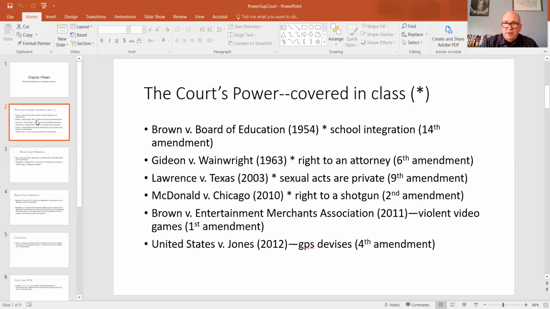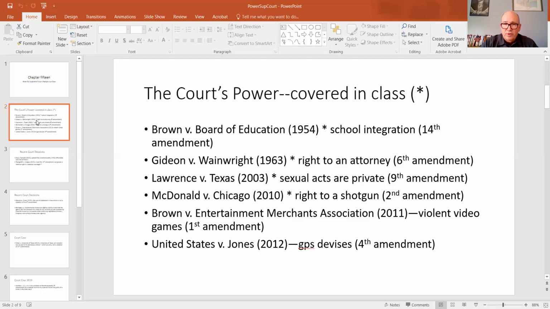The right to an attorney found in the 6th Amendment, does that extend to the right to an attorney even if one does not have the financial means to afford an attorney, and the state would provide a defense attorney? And that was the ruling in Gideon v. Wainwright in 1963.